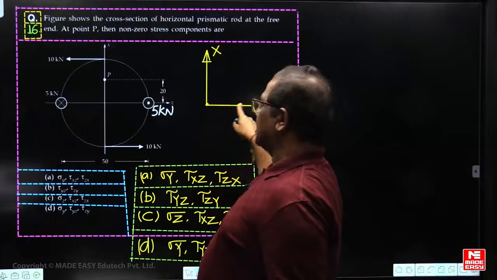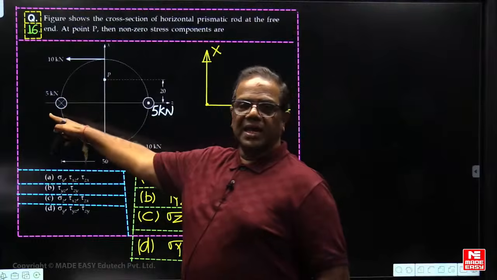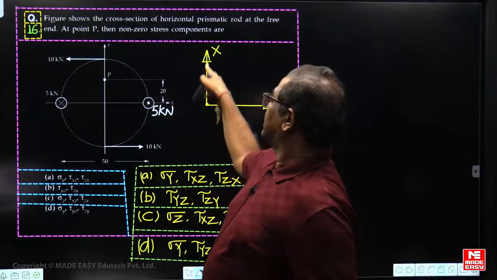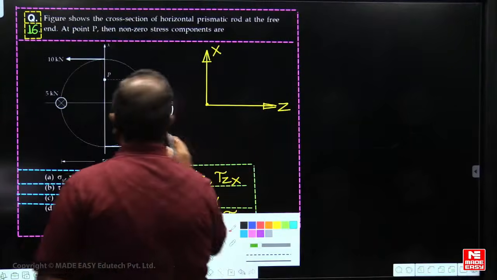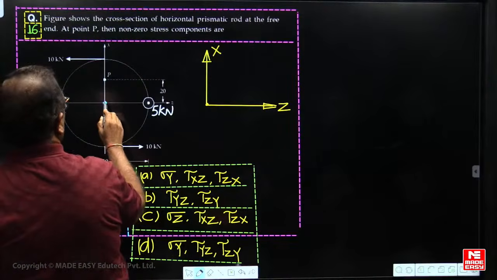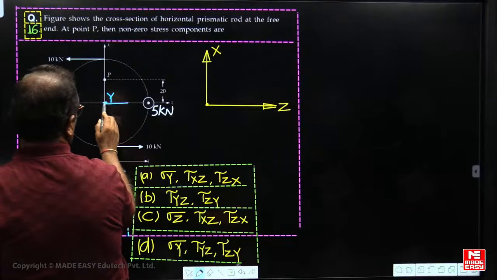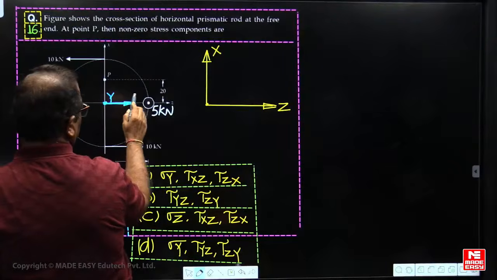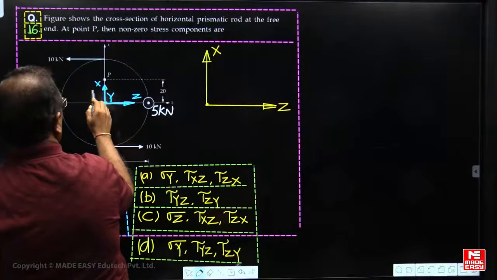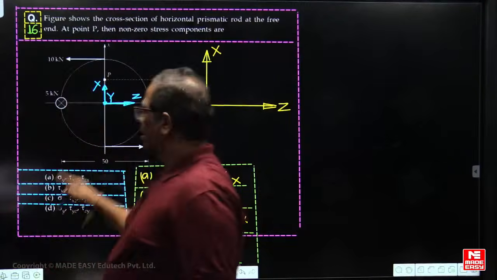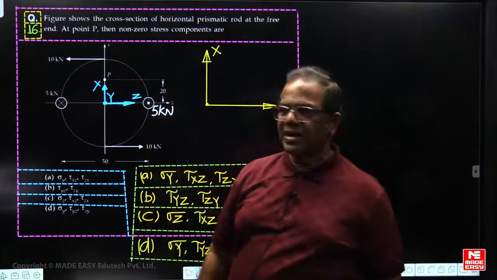Now this is Z. HCA is given as Z. VCA is given as X. And obviously this will be which axis now? Obviously this is the polar axis, Y. This is Z. HCA is given Z, VCA is given X, and polar axis is given Y now.